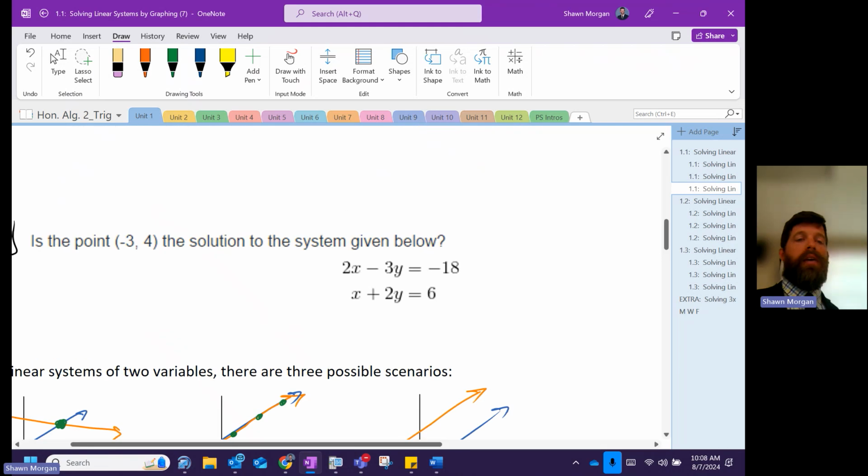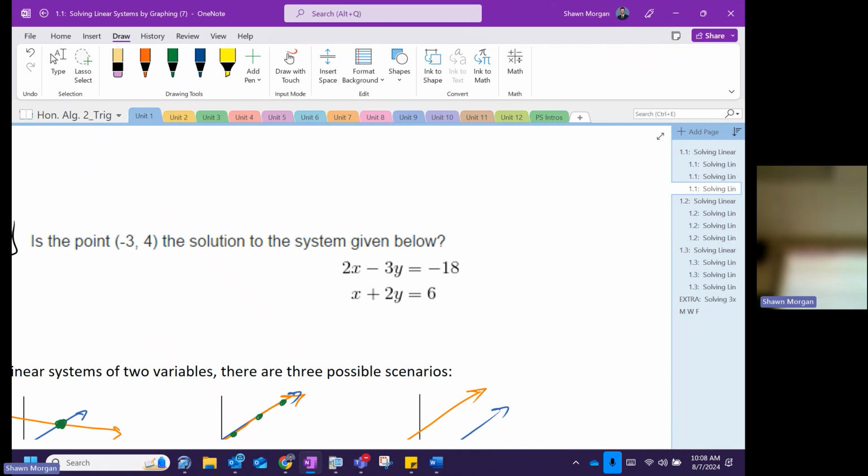How about negative 3, 4? Did y'all get to check that example yet? Negative 3, 4. Let's see if we can do this in our head. Negative 3 times 2? Negative 6, perfect. 4 times negative 3? Negative 12. Negative 6, negative 12? Ooh, I like that.